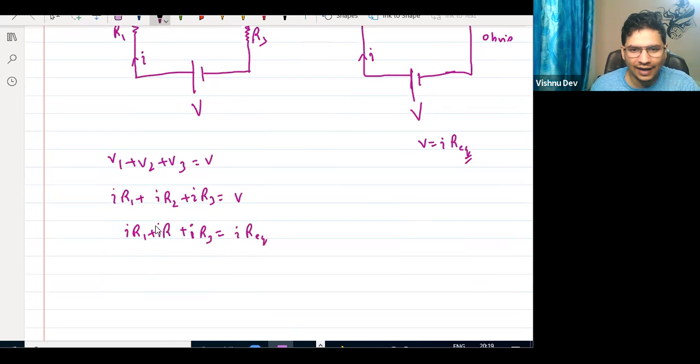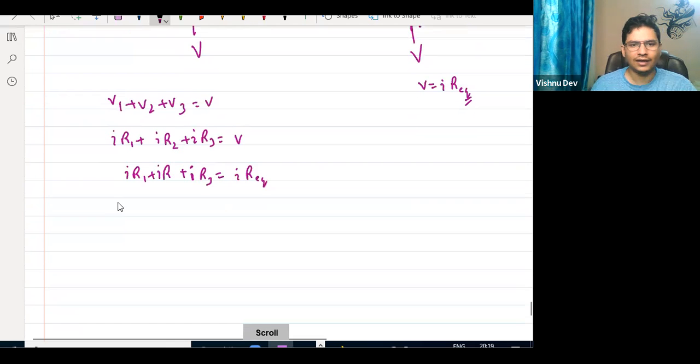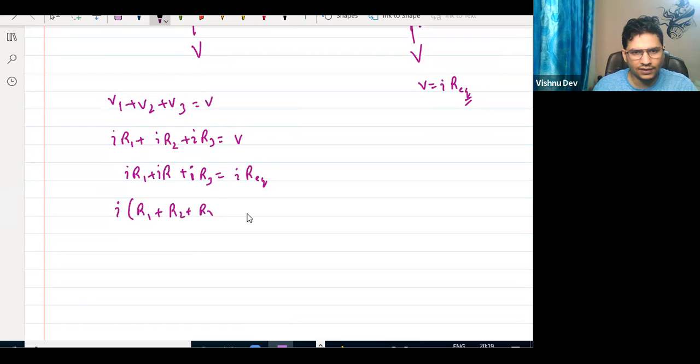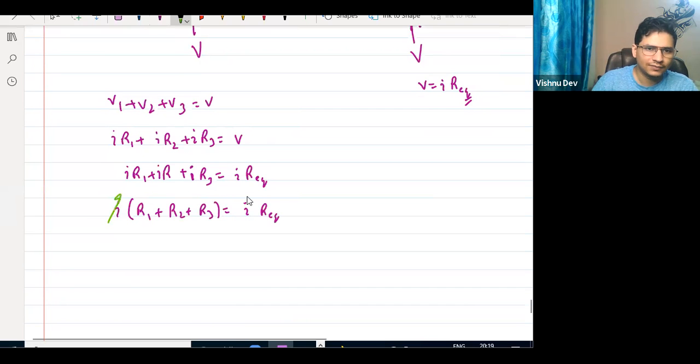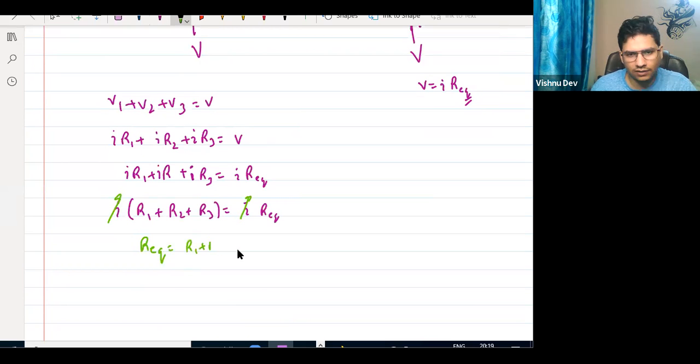Now, I is here too. Using the distributive property, I will just take I common. I into R1 plus R2 plus R3 is equal to I into R equivalent. Now I will get cancelled, I and I divide each other. Can I say R equivalent is R1 plus R2 plus R3? Yes.